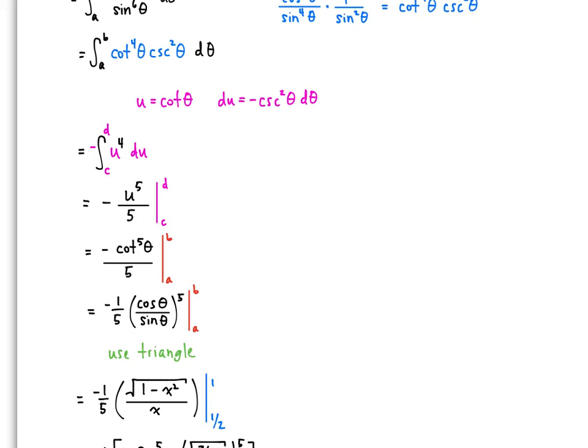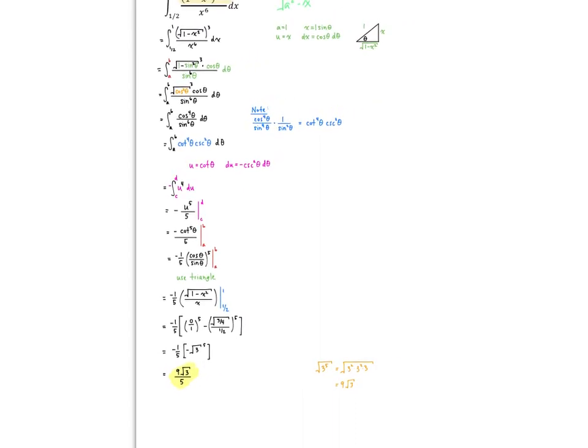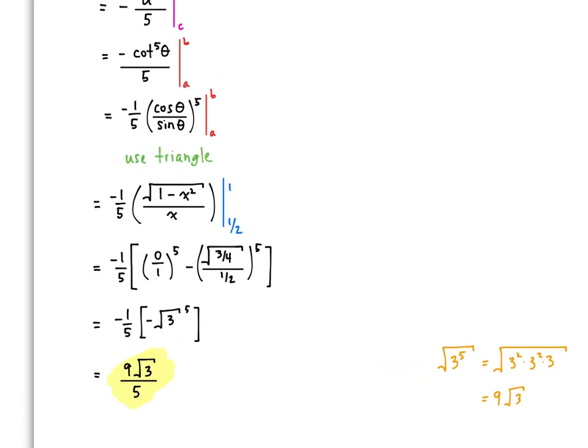Now we're going to use our triangle to get back in terms of x. Remember, our triangle is way up here. So if we go back and use our triangle, what's the cosine of theta? Well, the cosine of theta is the square root of 1 minus x squared over 1, or simply the square root of 1 minus x squared. The sine of theta, opposite over hypotenuse, is just x. Now we can change back our limits of integration. Now we're back in terms of x, so we're 1/2 to 1. And so now we can evaluate through.